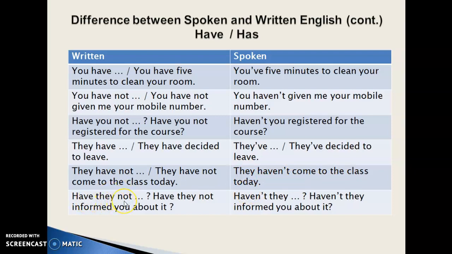Have they not? Have they not informed you about it? Haven't they? Haven't they informed you about it? Now let us proceed to see what is there in the task.